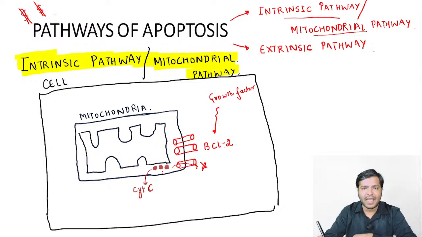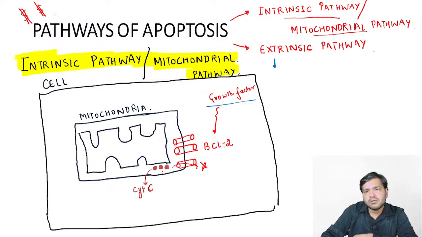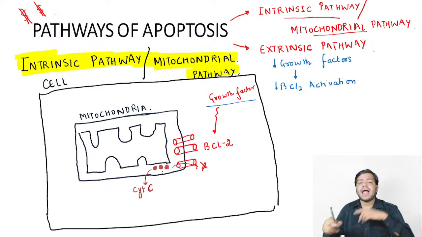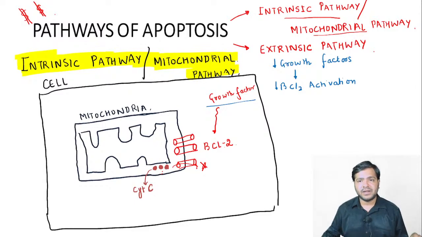Now I'll discuss what is actually happening over here. Suppose there is a decrease in the growth factors, what will happen? It will lead to a decrease in the BCL2 activation. BCL2 will not work properly. Usko salary nahi doge, it will not work properly. There is a decrease in the function of BCL2. And what is the function of BCL2? It will not allow the cytochrome C to pass into the cytoplasm.